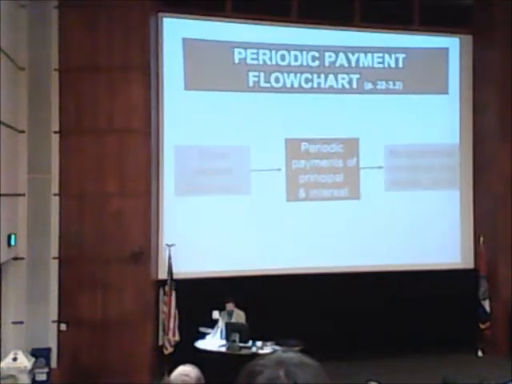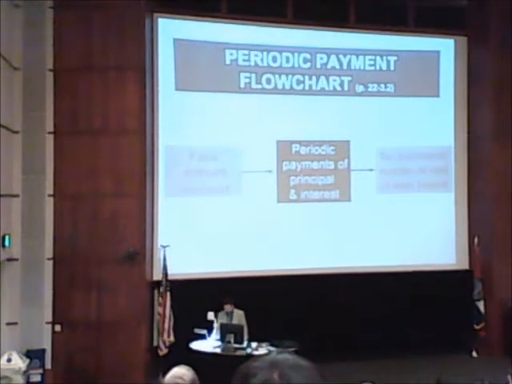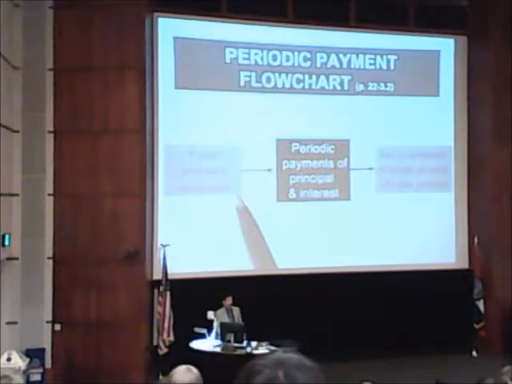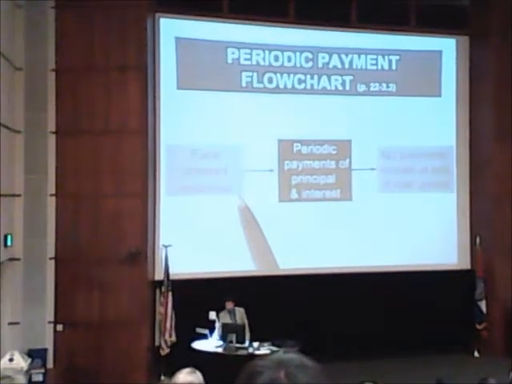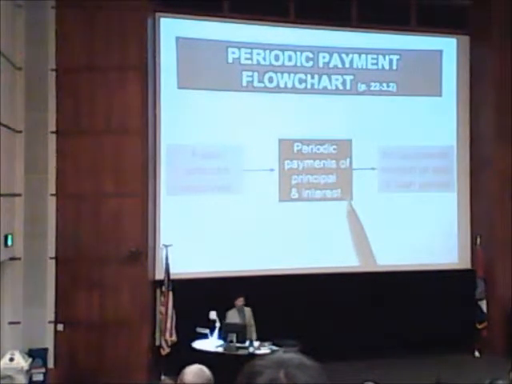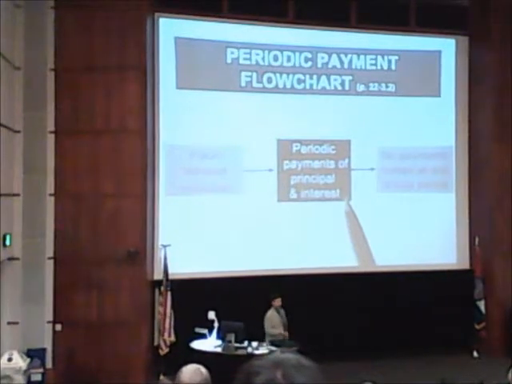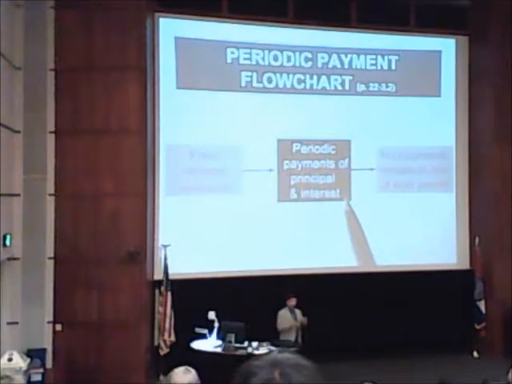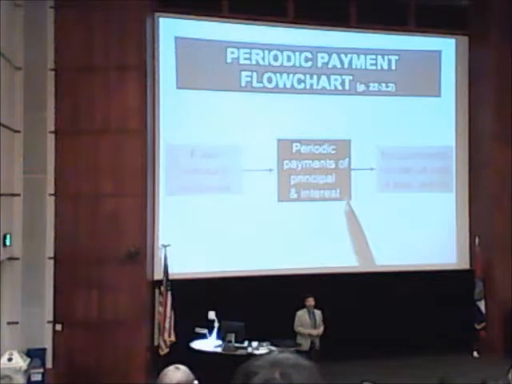When you have installment debt, you get money today. You're going to borrow some funds, and you're paying it off over time in the future. So we've got time value of money issues to deal with. You get money today and you pay it off over time in the future.